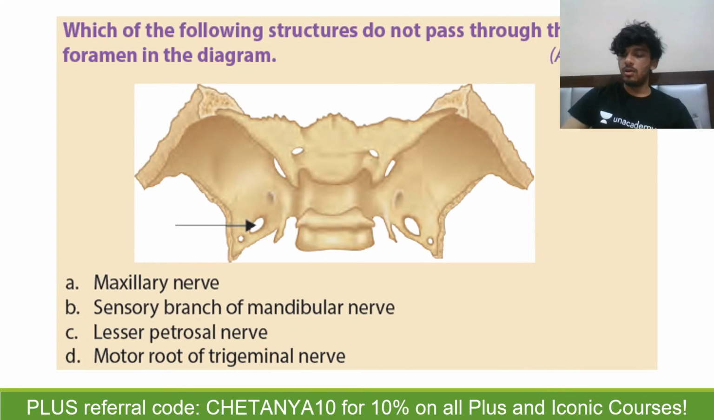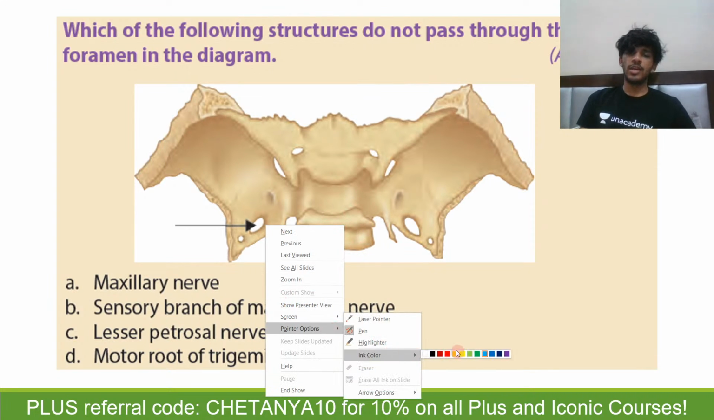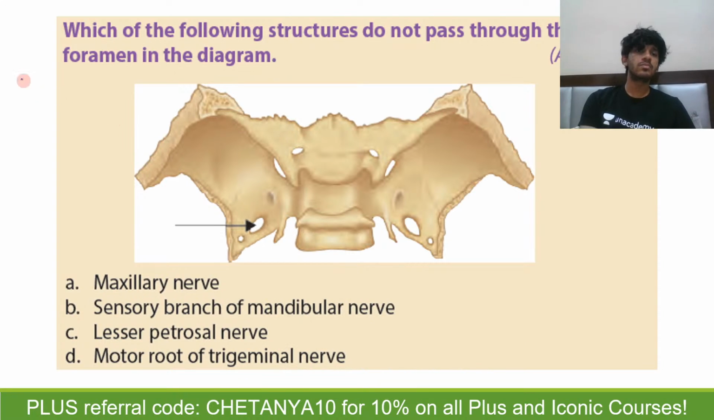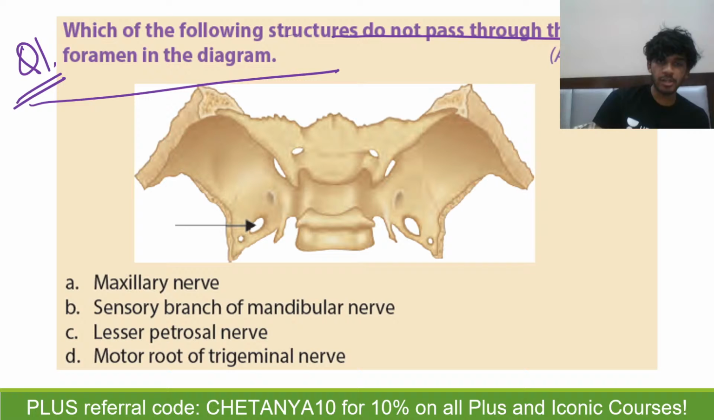Question number one of the foramina. So we are going to have a few MCQs now. Question number one: which of the following structures do not pass through the marked foramen? You can skip through this portion if you are watching this later, and you can just answer them yourself.